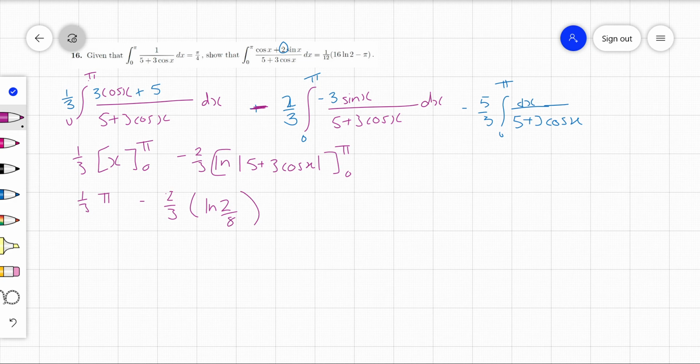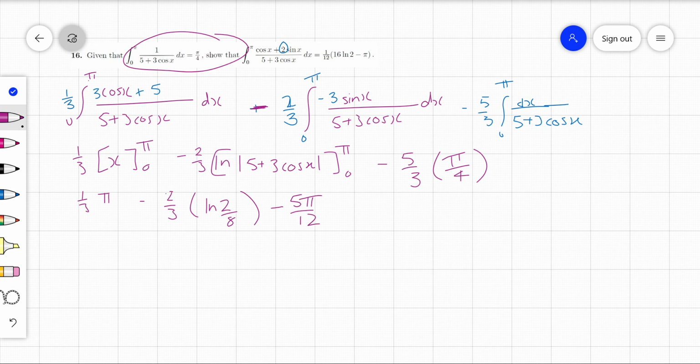All right, and over here I've got minus 5 on 3, and we're given. So don't forget we've got to use our given. So we're given that if we just integrate the 1 on 5 plus 3 cos x, I'm going to get pi on 4. So it's between 0 and pi, so I'm going to get pi on 4 there. So here I've got minus 5 pi on 12. So that should be our answer.